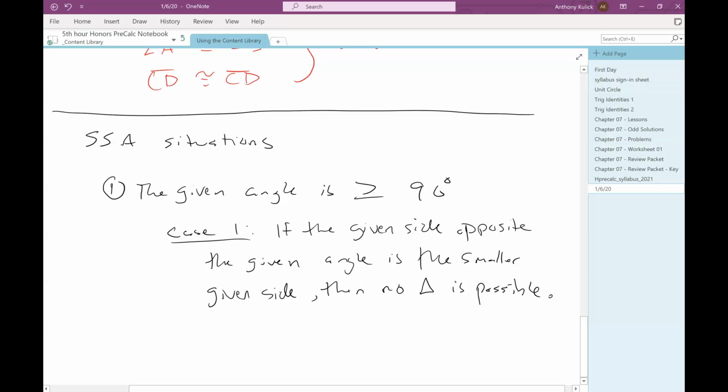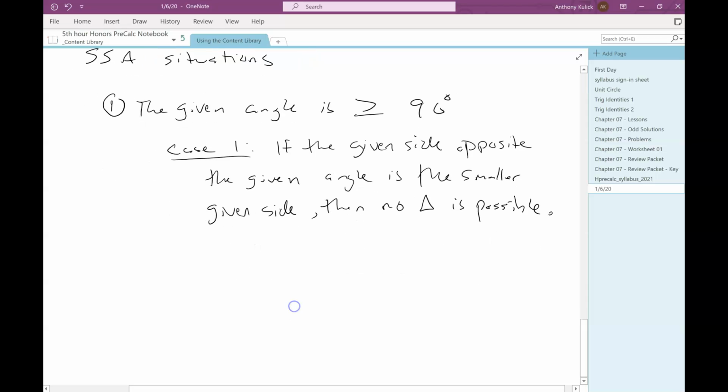So here we'd be saying, okay, we have the biggest angle, but opposite that isn't the biggest side. What should be the hypotenuse is not the longest side. That's impossible. Can't make a triangle out of that. If that's not the case, so if the side opposite that given angle is the largest, then you just get one triangle and you can proceed normally. Nothing tricky happens.